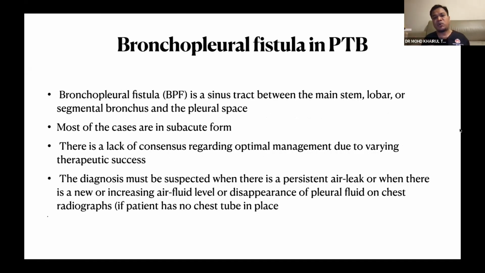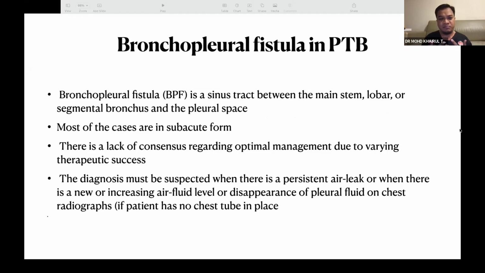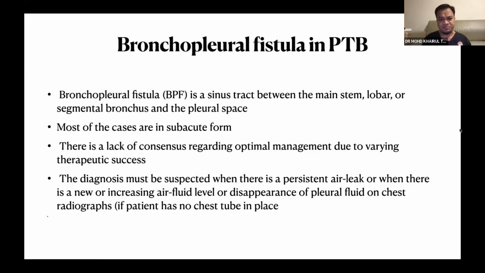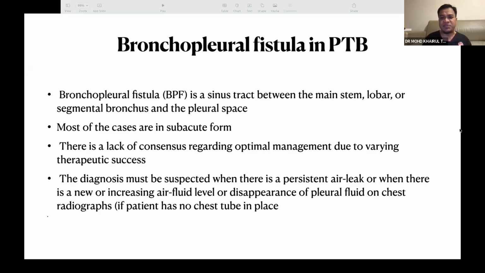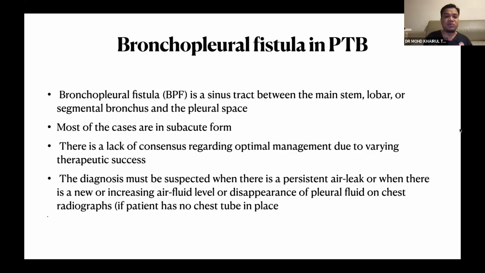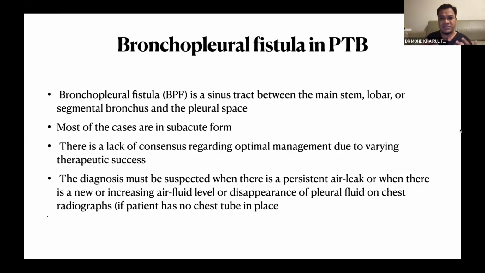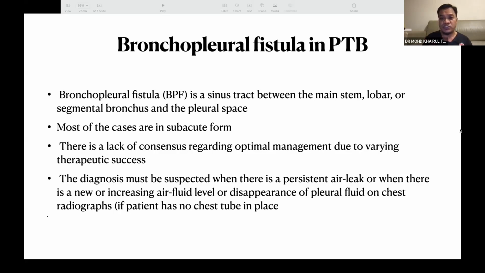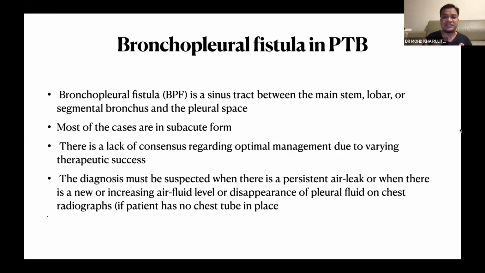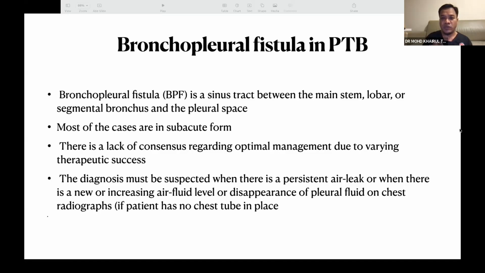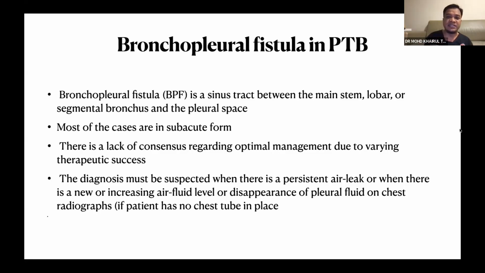So let's talk about bronchopleural fistula and TB. The bronchopleural fistula basically means a sinus tract between the main stem, lobar or segmental bronchus and the pleural space. So in TB itself, most of the cases occur in subacute form. Because this bronchopleural fistula usually occurs as a result of post-operative complication, especially post-lung surgery, post-thoracotomy surgery complication, where the bronchial stump leakage leads to air leak into the pleural space.